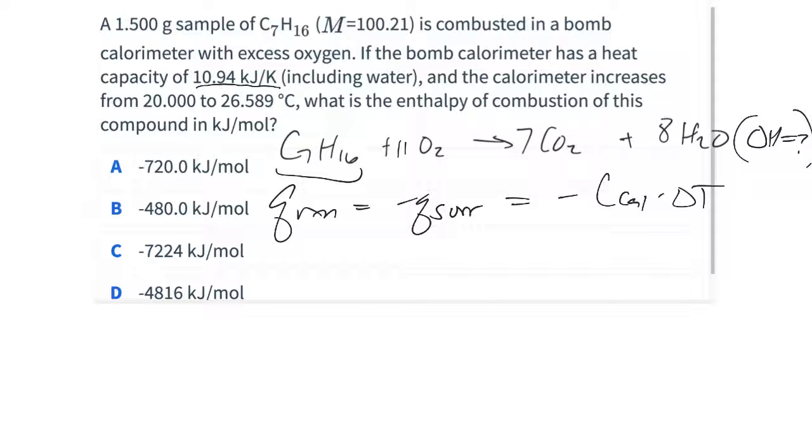So why don't I throw this to you guys to see if you can figure out this problem. It's kind of like the previous one. It's actually a little bit simpler because we don't have that mass term. We don't have to worry about the total mass of the solution, because we have the object's heat capacity.